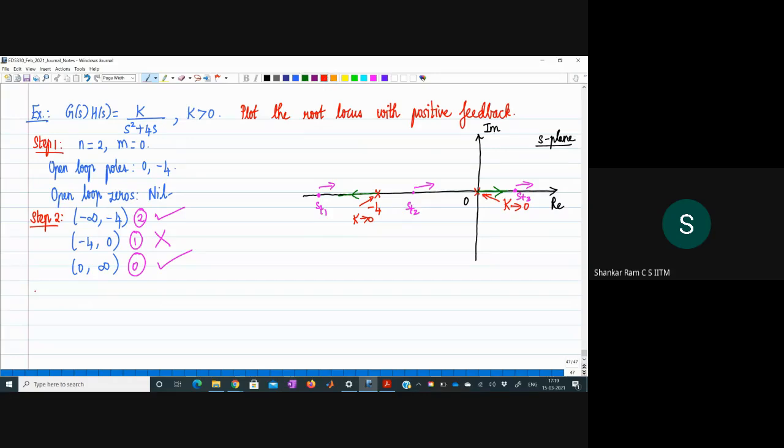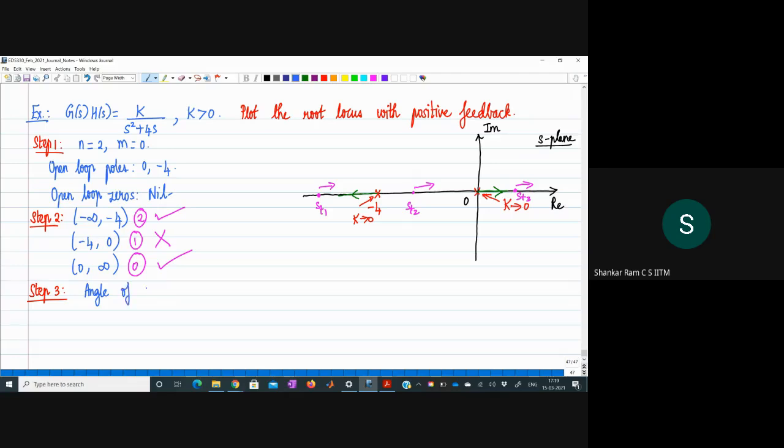Now moving on to step 3. Once again, please stop me whenever there are any questions. So let's move on to step 3. We can immediately see that once again there are going to be two asymptotes because n minus m is 2.